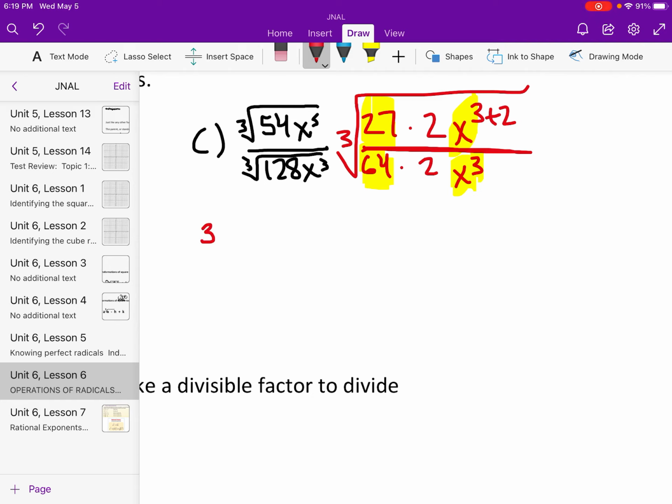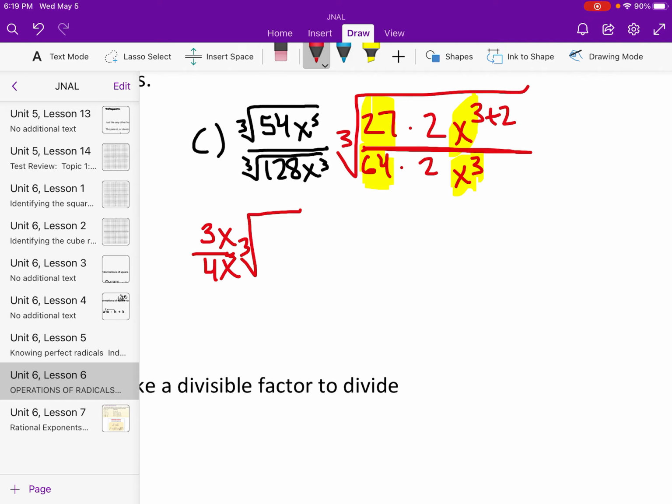And then on the bottom here, the cube root of 64 is 4. So we have 3/4. Now we have the x cubed and the x cubed, and what you do is you divide this by the index. So 3 divided by 3 is 1. So just x, and then on the bottom also x.